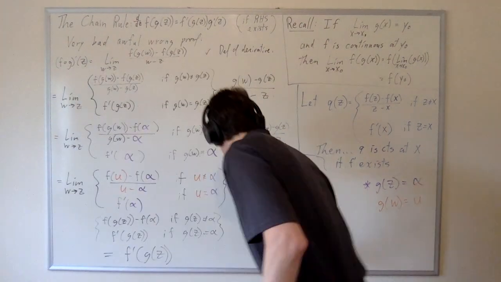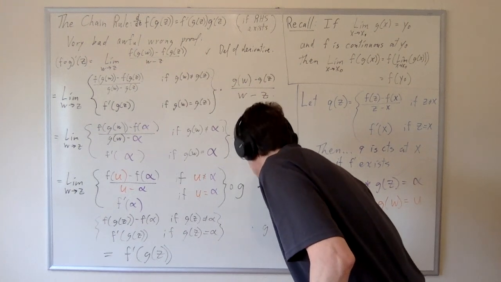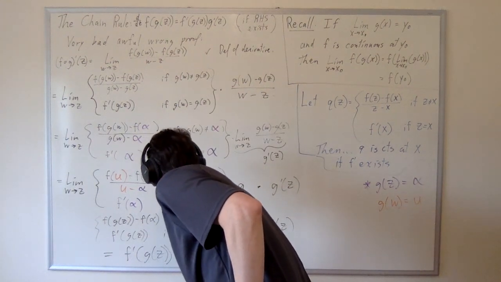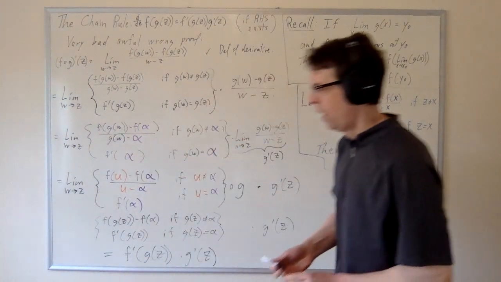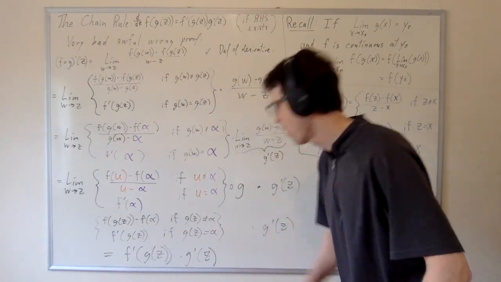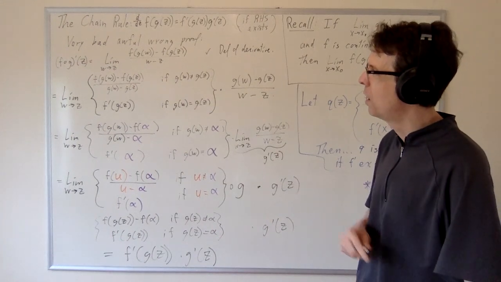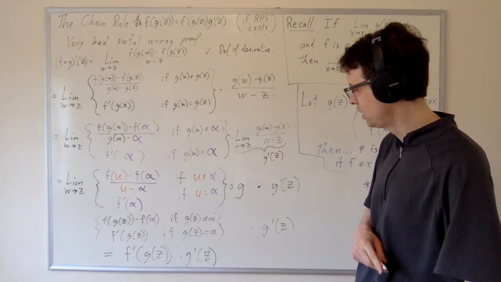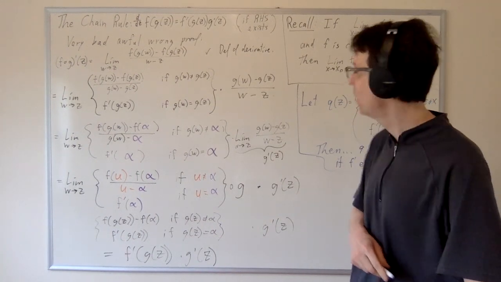So let's not forget, I also have a multiplication by g prime of z coming along for the ride. So that's times g prime of z. And finally, we get f prime of g of z times g prime of z is the derivative of f composed with g at c. And that's the chain rule. All right, there we have it.